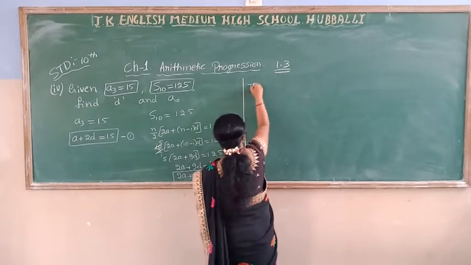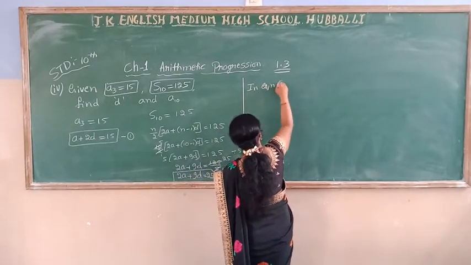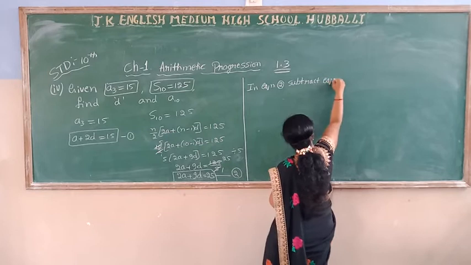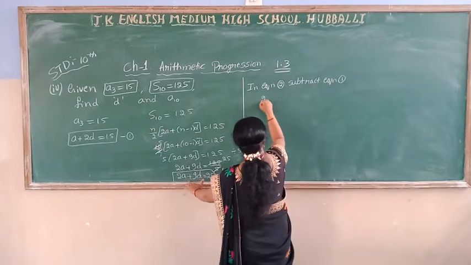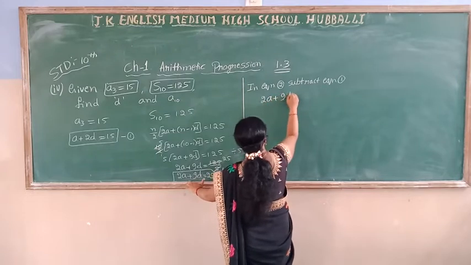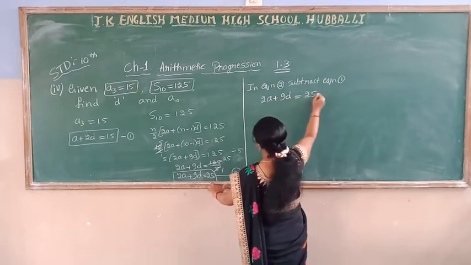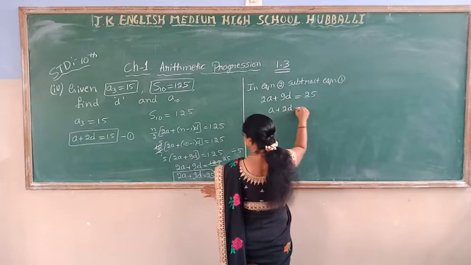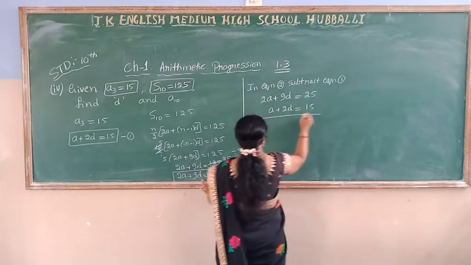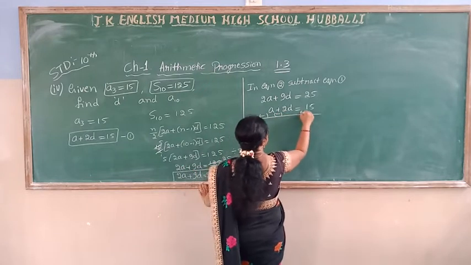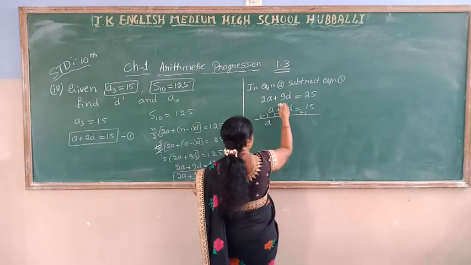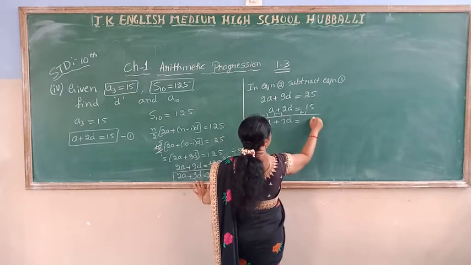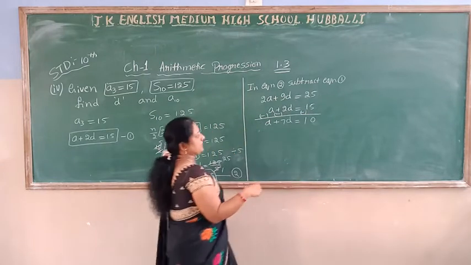So in equation 2, subtract equation 1. If I do it like this, first I write equation 2, that is 2a plus 9d is equal to 25. Then equation 1, that is a plus 2d is equal to 15. Subtract now, change the sign. Then 2a minus a is a, and 9 minus 2 is 7d, is equal to 10. So a plus 7d is equal to 10.